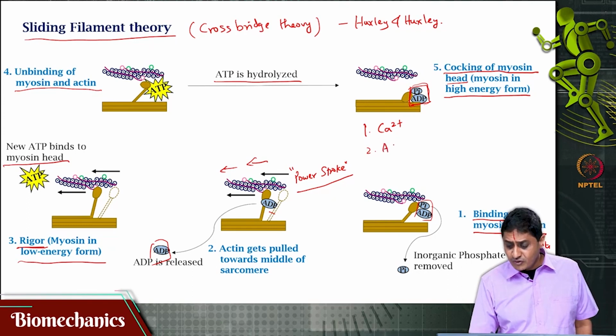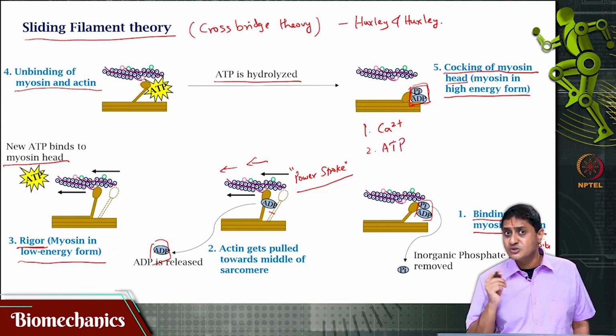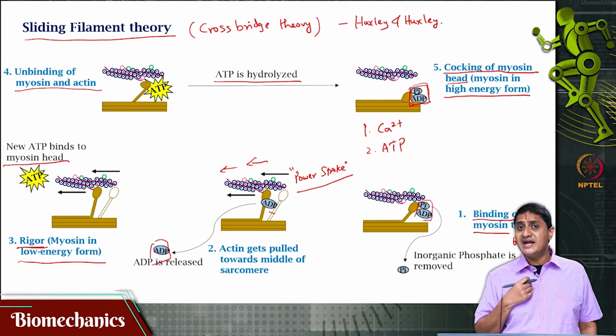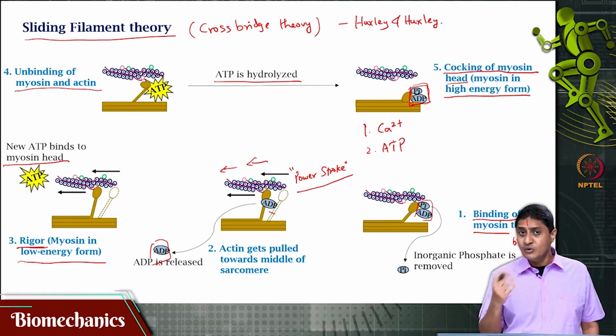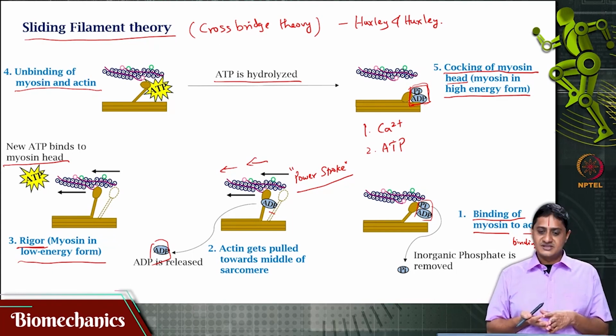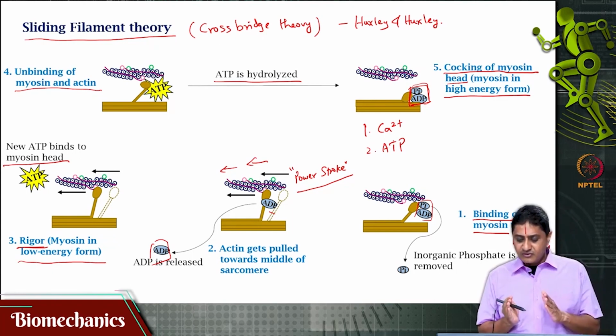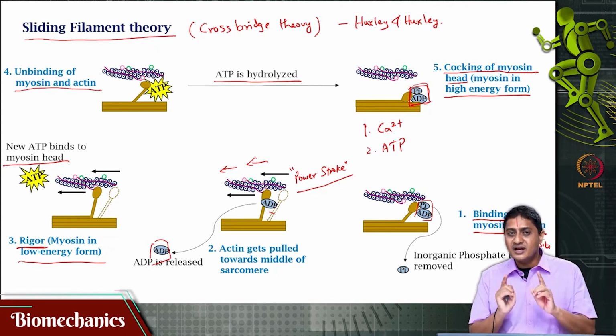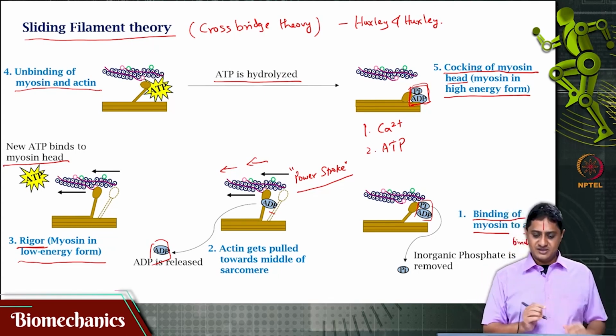Second, of course, you need energy. This is an energy consuming process. Of course, you need ATP. If you do not have ATP, it is not possible to do this. So you need both of these. You need calcium and you need ATP for the production of force by the muscle. This is how force is produced within one actin-myosin bridge, right.